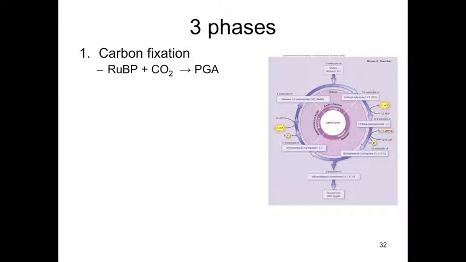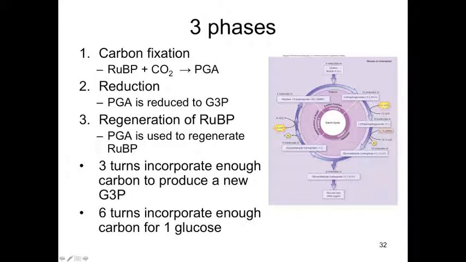So now let's take a look at the 3 phases of this cycle. In the first phase, we have carbon fixation. This is where we take carbon dioxides coming into the cycle and fix them onto a molecule called RuBP. Here we generate PGA, or 3-phosphoglycerate. You may recognize this from the first reactions of glycolysis, where we split glucose into the first 3-carbon molecule. It was also PGA.